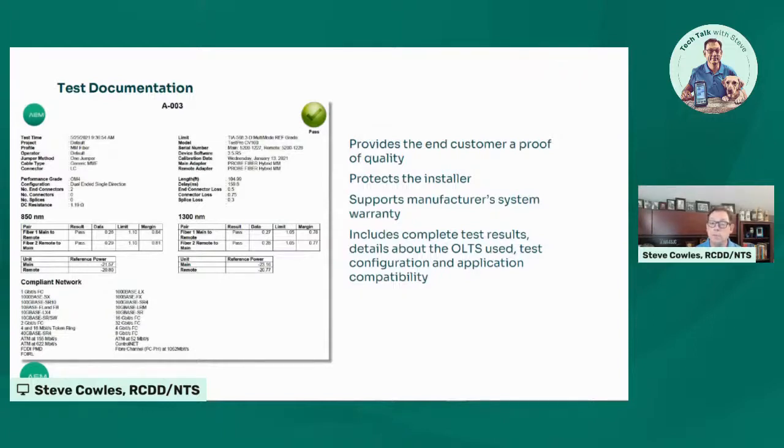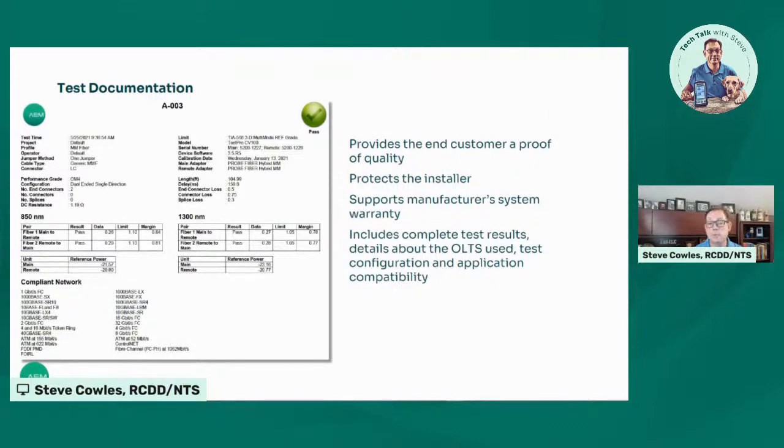And this gives you information. It gives you the test result details. It gives you details about the optical loss test set that was used, the configuration. Also, that application compatibility that I mentioned that shows us the speeds we can run is also shown on the test report as well. In addition to giving the customer the proof of quality after you've installed this, it also protects the installer. So you've got documentation here that shows you've installed it and everything is functioning as it should. That protects you as well.